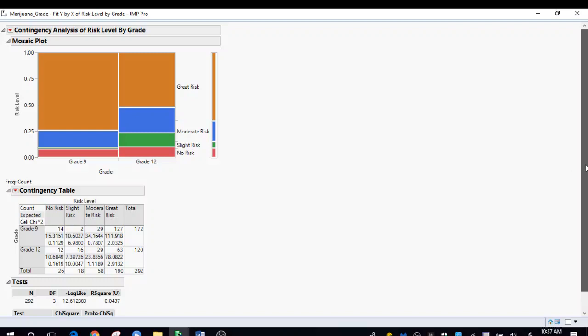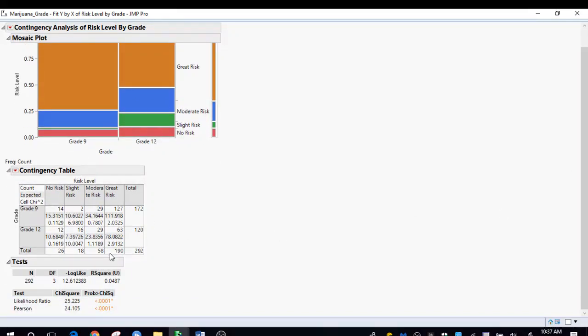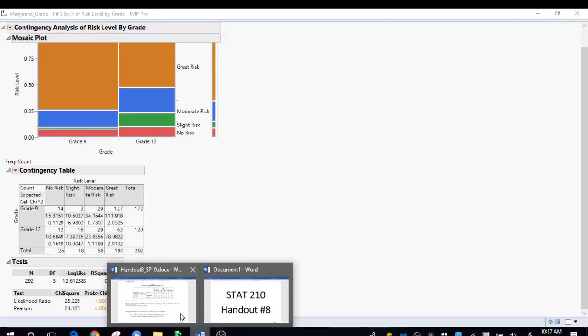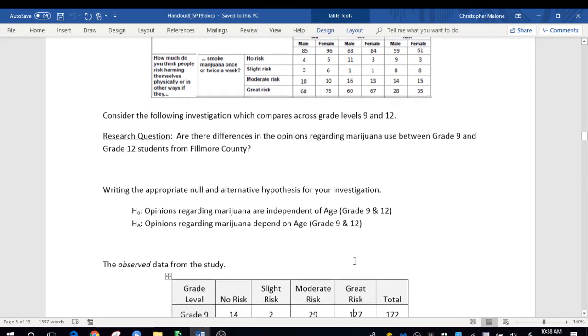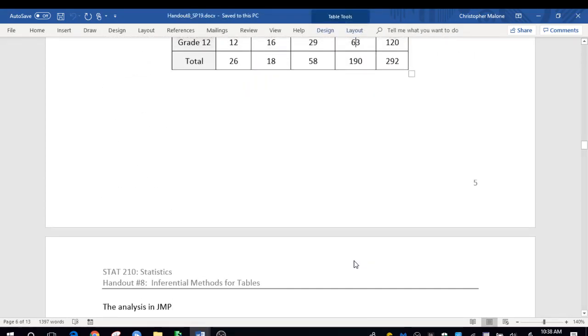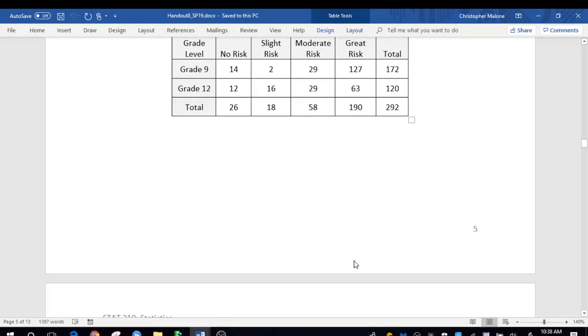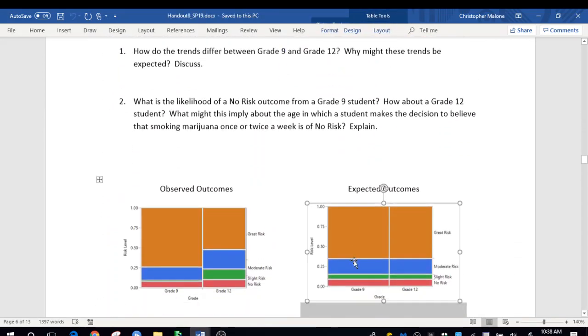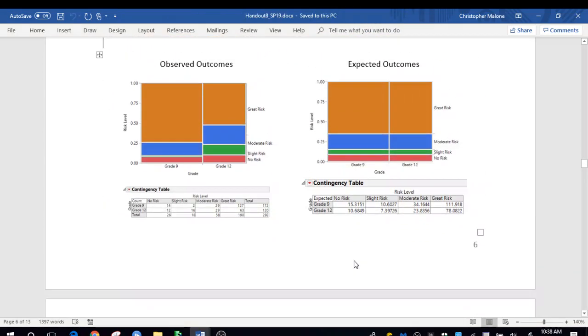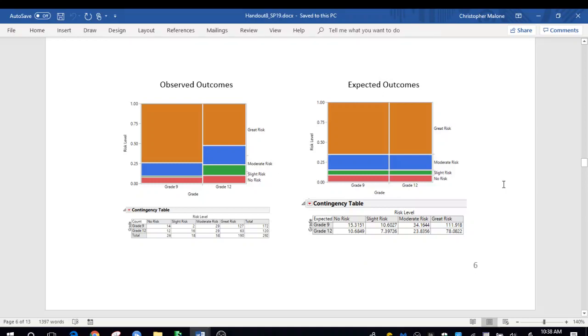Okay, so let's go back quick into the notes and just talk a little bit about this output. So the research question again here is whether or not I got differences in marijuana perception between grade 9 and grade 12. Here's what the observed data looks like. And then the expected data is going to look like that on the right-hand side on the bottom of page 6.